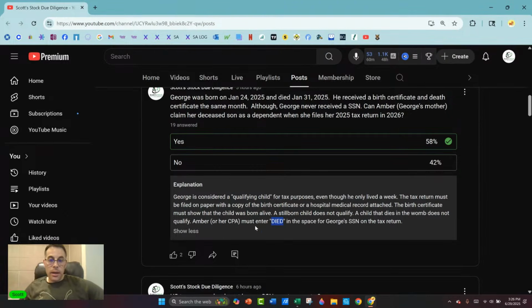So you just have to write in the Social Security section on the form, died, and you have to also provide proof that your child died. The two ways to provide proof is the birth certificate, because on a birth certificate it will also mention the death, and a hospital record, or something from the hospital, some form the hospital provides you. And like I said, if the child's stillborn, you cannot claim.